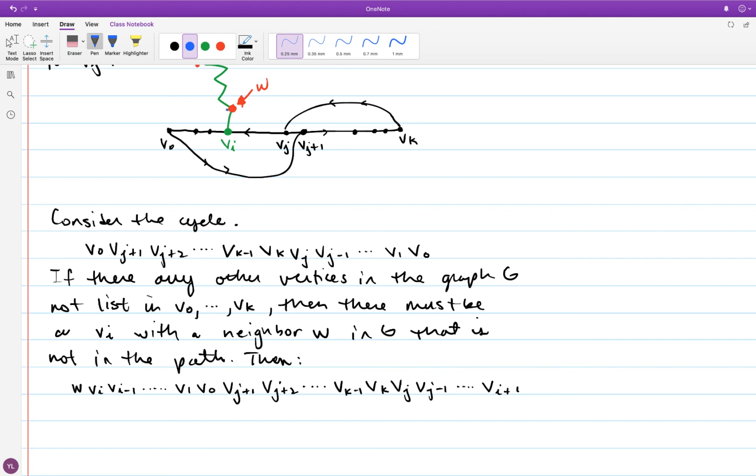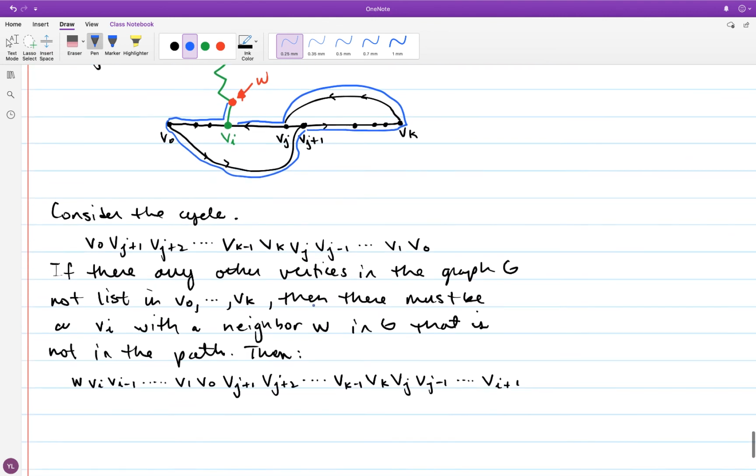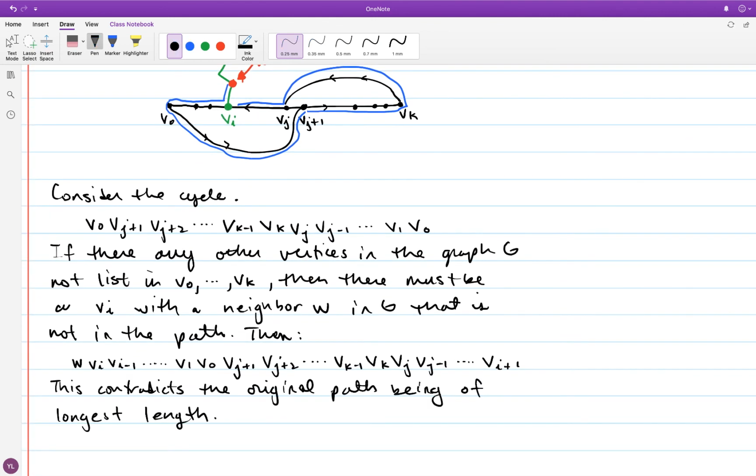You start at W, you visit VI, you visit all the V's until you get to V naught. Then you wrap around and go to VJ. You visit all the V's up until VK. Wrap around, visit all the V's that are in between here. And you just stop short of visiting VI again. And what have you built? You have built a path that includes every single V, right? All of them are hit. And it's got W. So this path is a perfectly good path, but it's longer than the maximal path that I started with, right? So this contradicts the original path being as long as possible. Longest length, I think, sounds awkward, but you get the idea. Okay, so there's the proof.